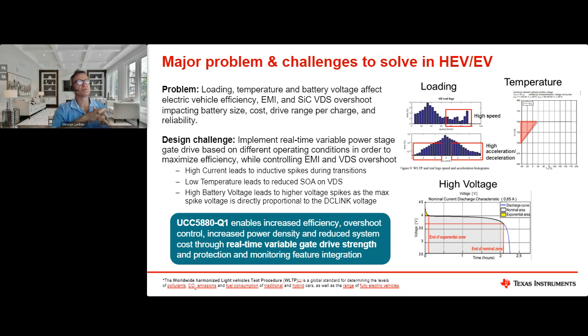For example, in terms of load current, we use real drive cycles. These are called worldwide harmonized light vehicle test procedures, where you can see essentially how drivers drive electric vehicles, right? So the majority of drivers obviously drive at a normal speed, but there are drivers that do speed, and at the same time, there are drivers that accelerate or decelerate fast.